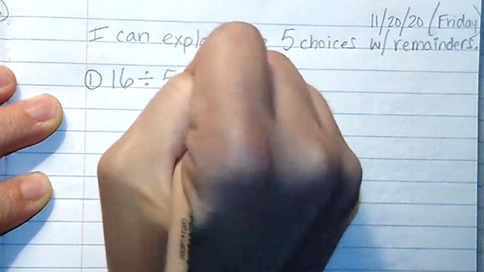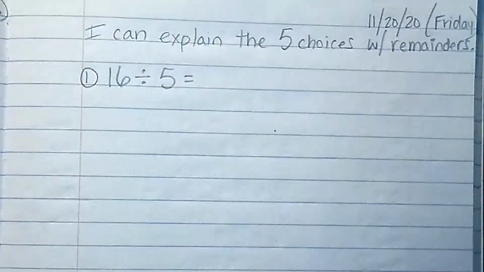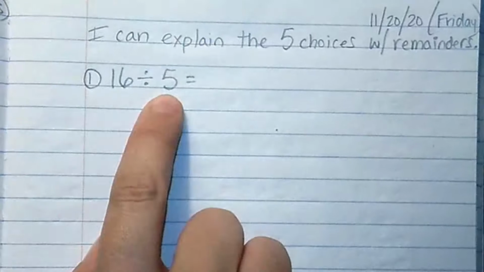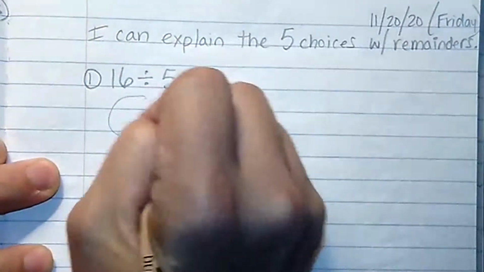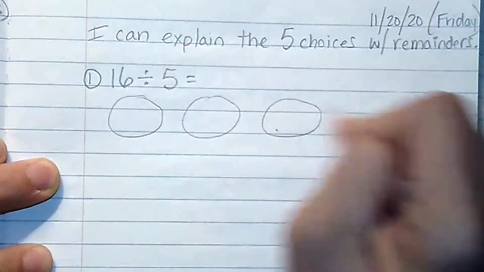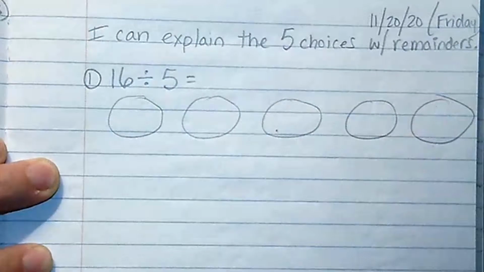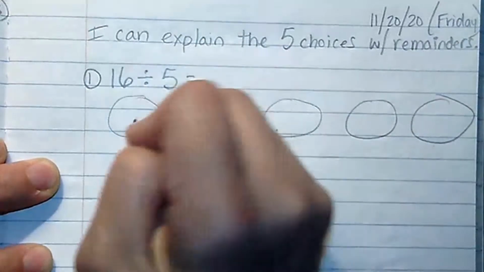16 divided by 5 equals what? Well, I know I'm going to be splitting it into 5 groups, so I'll tell you what I'm going to do. I'm going to draw 5 circles. 4, 5. And now I'm going to count up to 16.